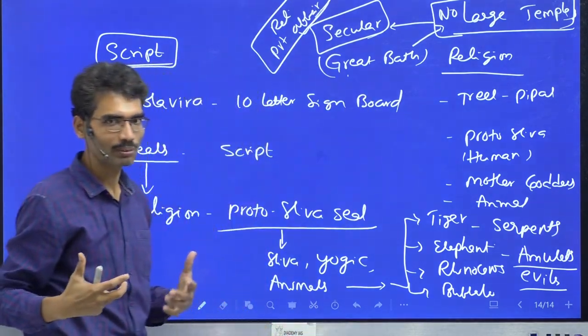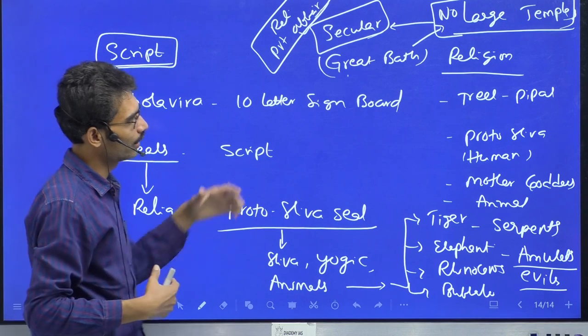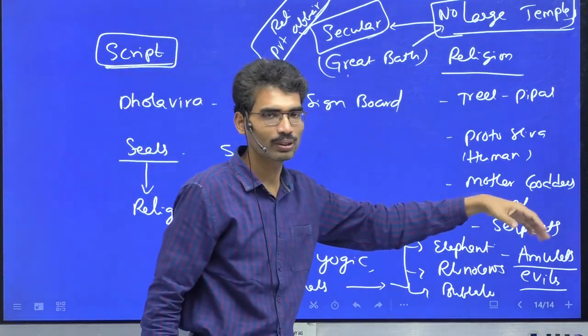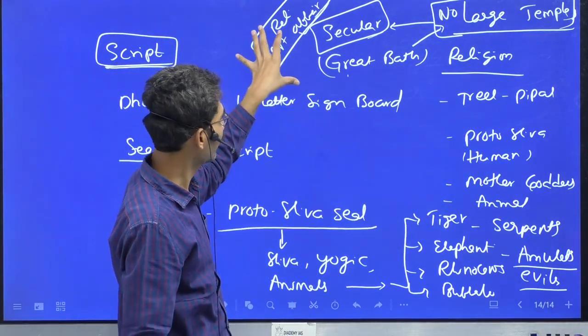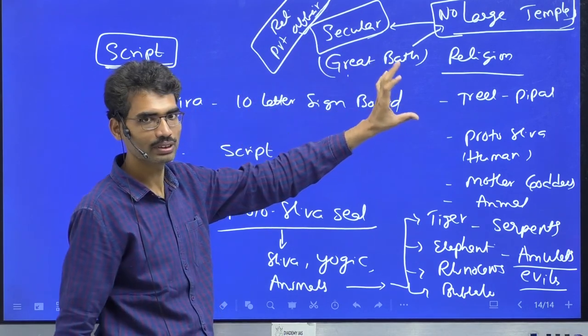Because today we are talking so much about secularism. And in our ancient past, Indus Valley people were secular people. They were having religious beliefs at the private level.